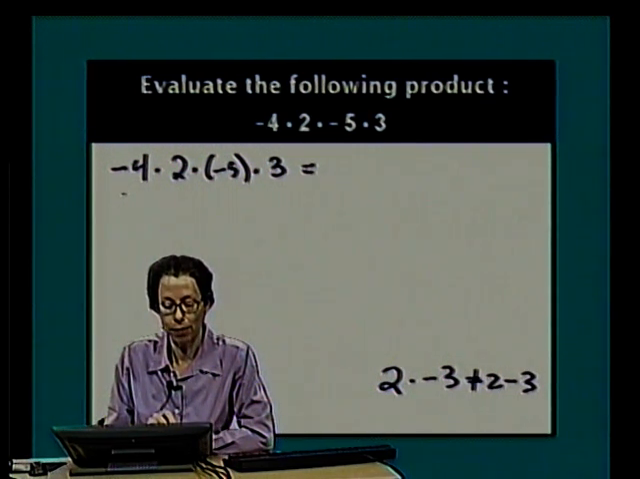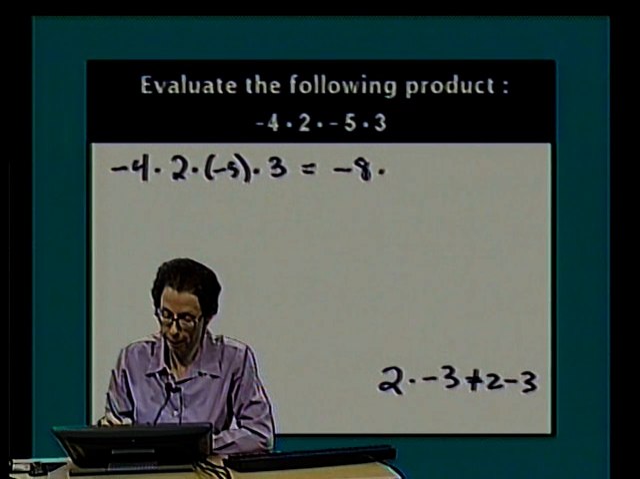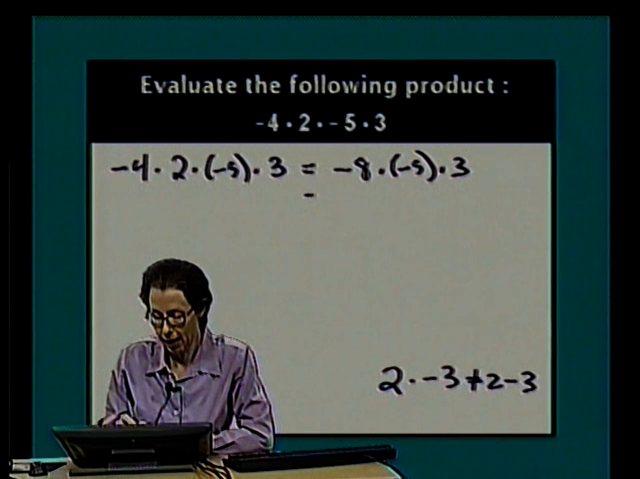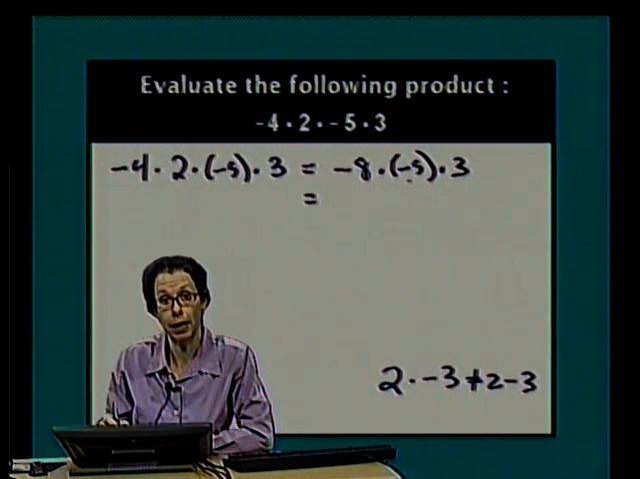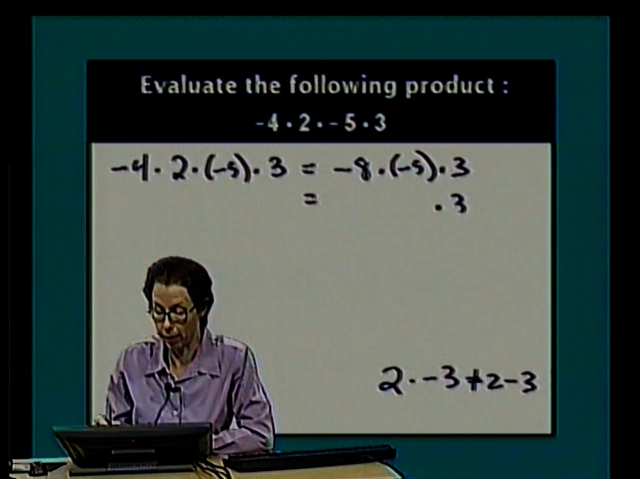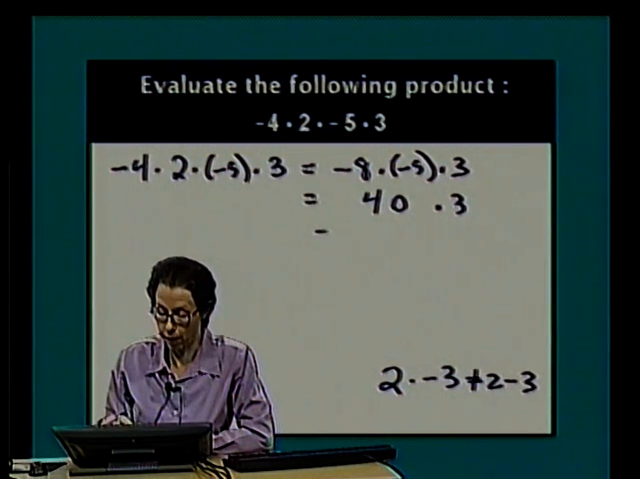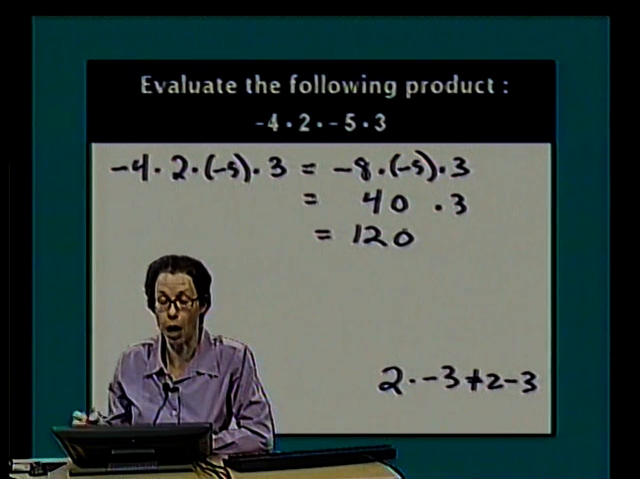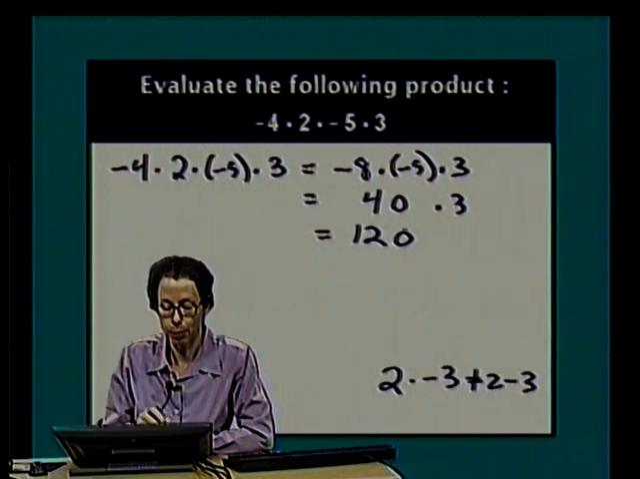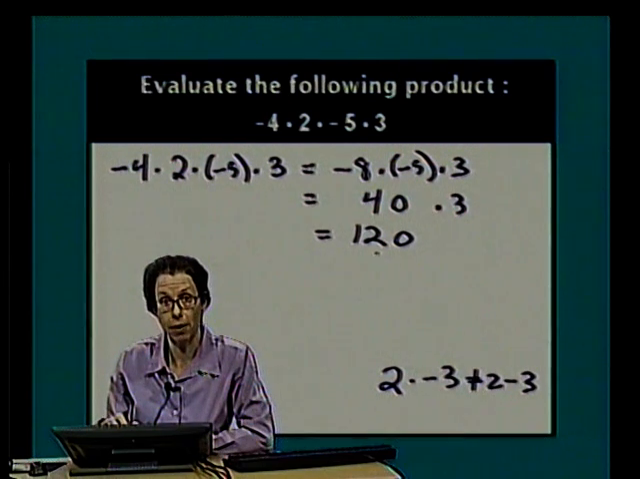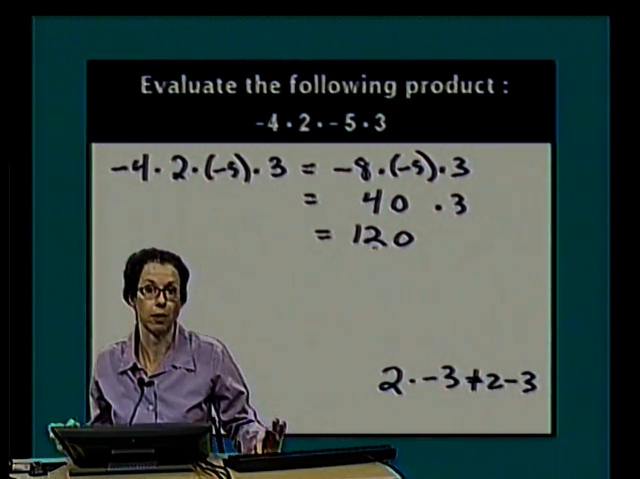Again, I'm going to operate from left to right. So the first multiplication I'm going to do is negative 4 times positive 2. And that is negative 8. Now I'm going to multiply negative 8 and negative 5, then multiply the result by 3. So negative 8 times negative 5 will give me a positive result, and 8 times 5 is 40. And finally, 40 times 3 is just 120. So in this example, I had two negative factors among my factors. The result was positive.